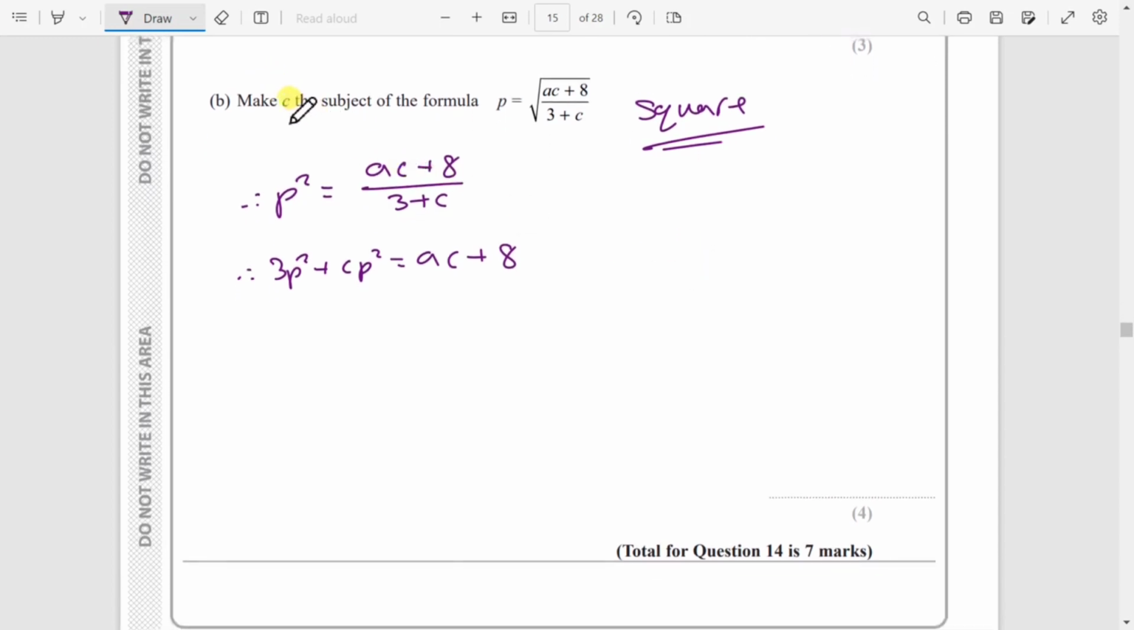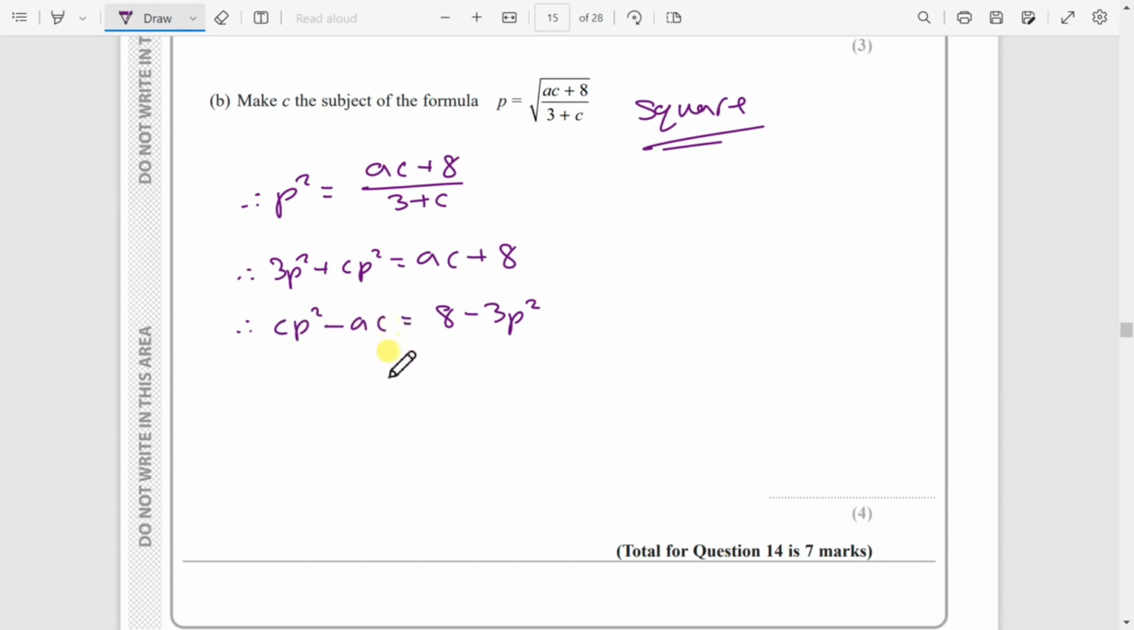Now you want to make c the subject, so immediately all the c terms need to be on one side, and the non-c terms should be on the other side. So I'm going to move ac across, and I'm going to minus 3p squared to the right. So you should have cp squared minus ac, and you've got 8 already, minus 3p squared. So you can see that we just move things around. Now here's the very important step. This is the iconic step we need to get right.